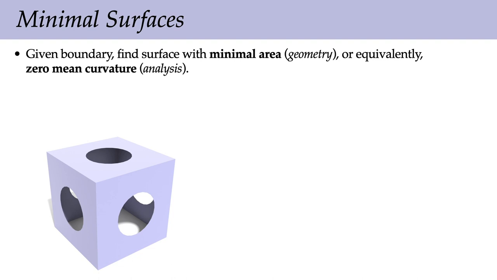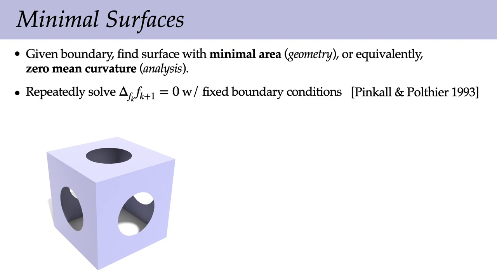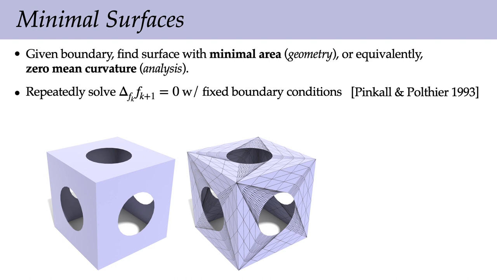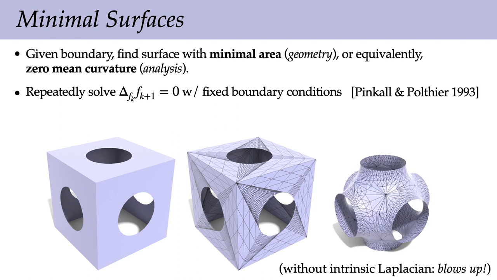Another nice example of intrinsic Delaunay triangulation in action is minimal surface generation. These are surfaces which, given fixed boundary locations, have minimal area, or equivalently zero mean curvature. This is an interesting application because here we're optimizing for vertex positions. It's clearly an extrinsic problem, but we can still use intrinsic triangulations to build the Laplace matrix that shows up in the formulation and improve robustness to poor quality triangulations.